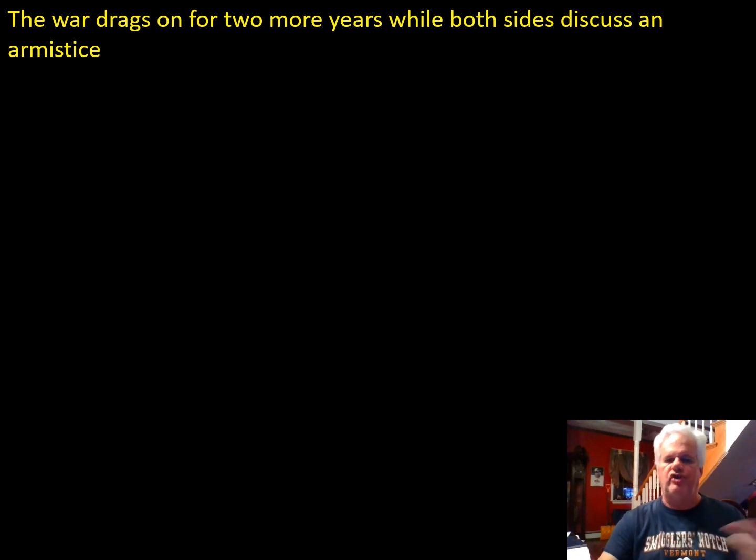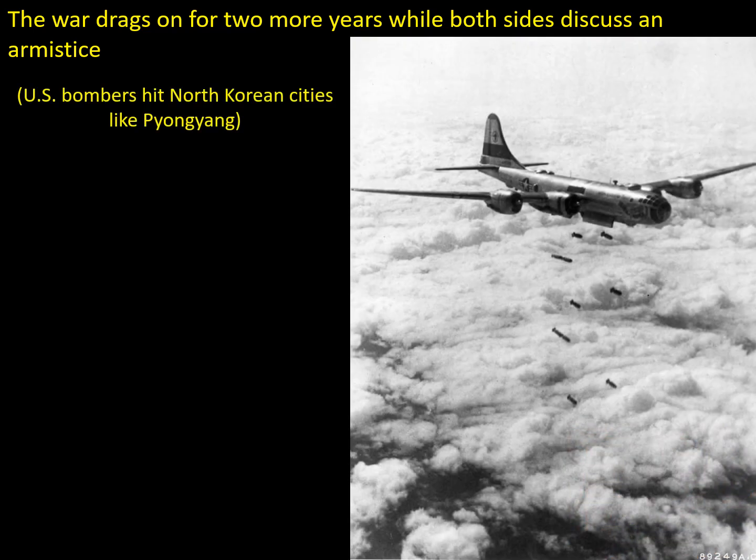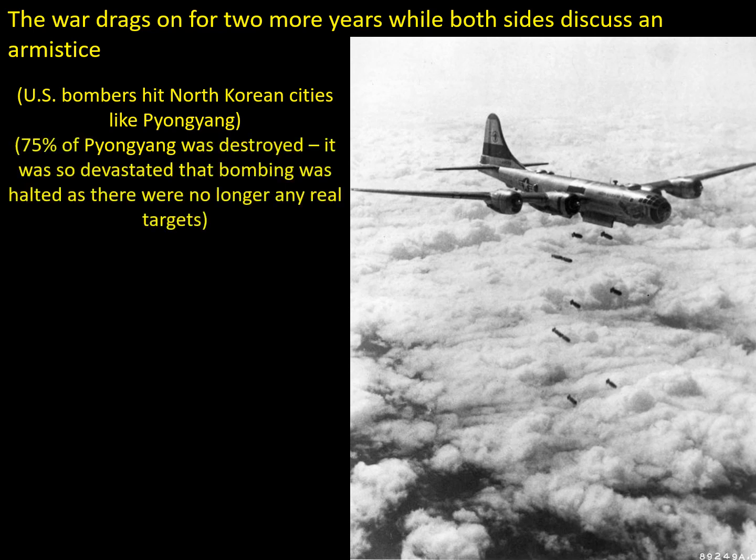Now, the war is going to drag on for 2 more years while both sides discuss an armistice. During this time, U.S. bombers hit the North Korean cities, including the capital, Pyongyang, and they just devastate. These are high-level bombers. The jets cannot reach them up that high, so there's no way they can get up there. So they are just bombing with impunity.